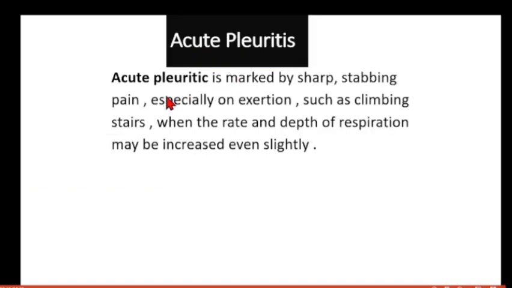Acute pleuritis. Acute pleuritis is marked by sharp stabbing pain, especially on exertion, such as climbing stairs, when the rate and depth of respiration may be increased even slightly.